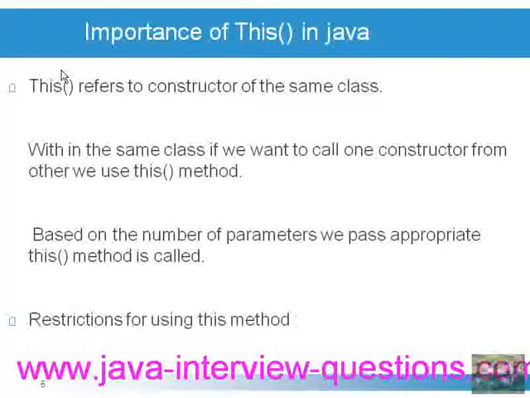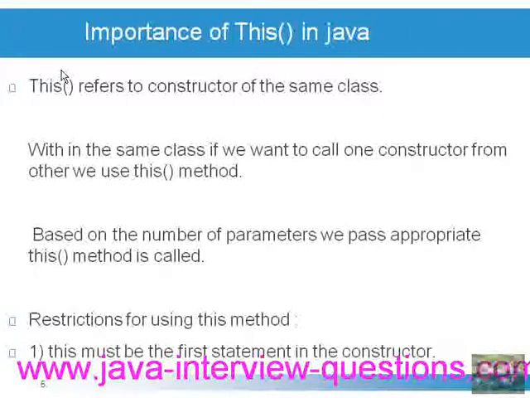Next, restrictions for using this method. First, this method, if present, must be the first statement. We cannot write this as the second or third statement. This should always be the first statement in the constructor.